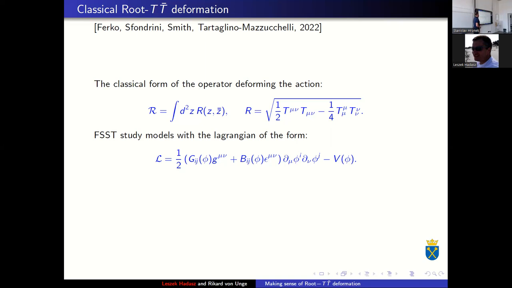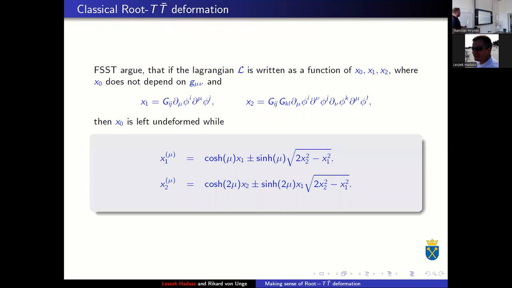And those gentlemen considered a Lagrangian of the following quite general form. You have scalar fields, you have a B field, you have some metric on your field manifold, the model, and an algebraic potential. And what happens if we deform such a theory by the root TTbar operator? Okay. Then again, they had an argument.